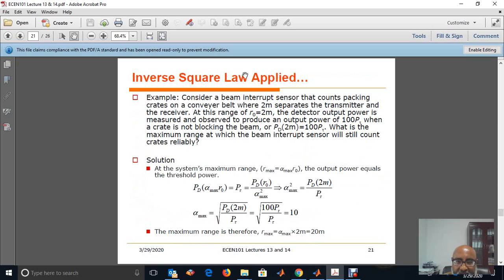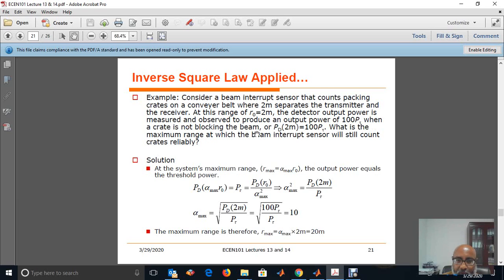Okay, so let's have a beam interrupt sensor that counts packing crates on a conveyor belt where 2 meters separates the transmitter and the receiver. At this 2-meter range, which is the reference distance, the detector output power is measured to be 100 times the threshold power, 100 times P tau.